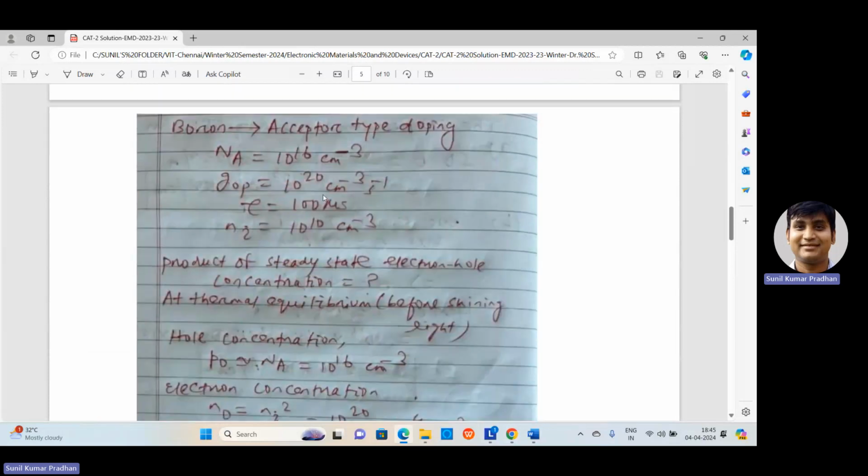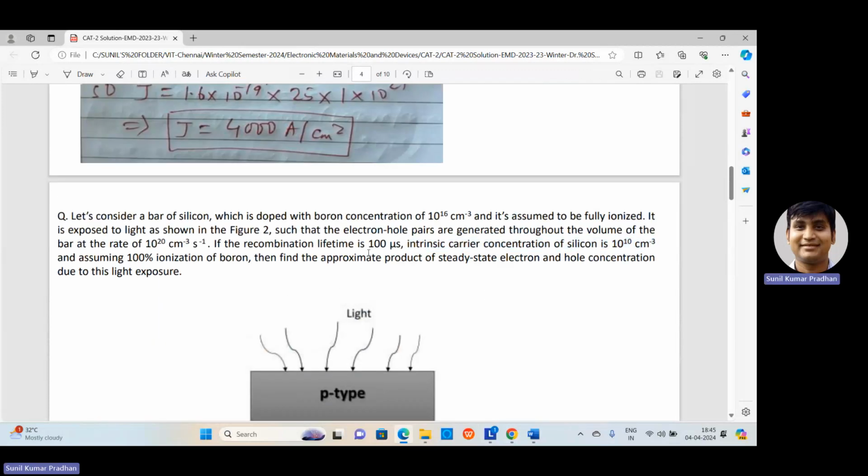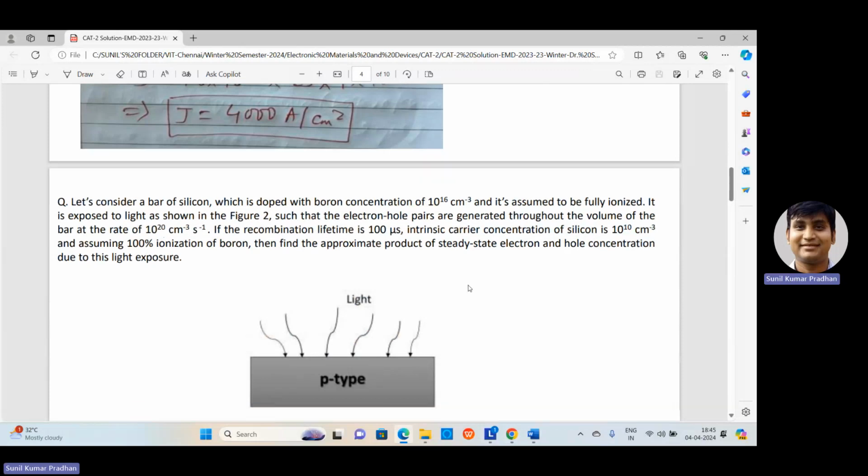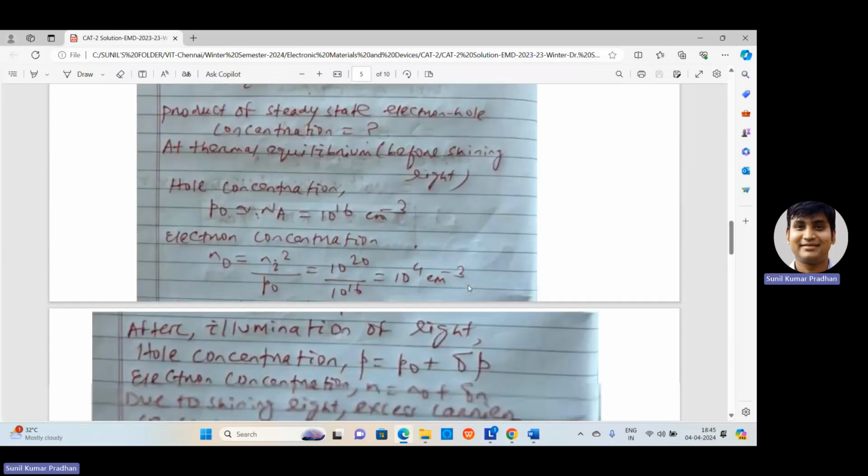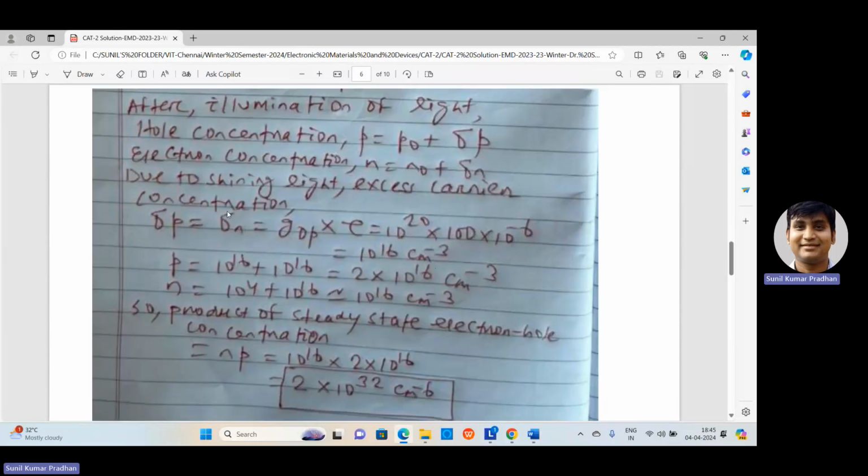Now, it is already mentioned that the electron hole pairs are generated throughout the volume at the rate of 10 to the power 20 centimeter to the power minus 3 second inverse. And what is the recombination lifetime? 100 microsecond. So the extra hole and extra electron concentration, only then can we find the product when we multiply these two factors. So it will be G_op into tau. So it will be 10 to the 20 into 100 into 10 to the minus 6. So it is 10 to the power 16 centimeter to the minus 3.